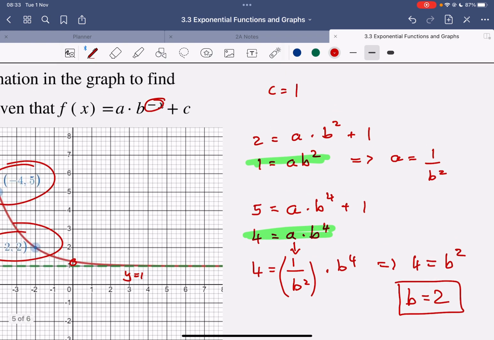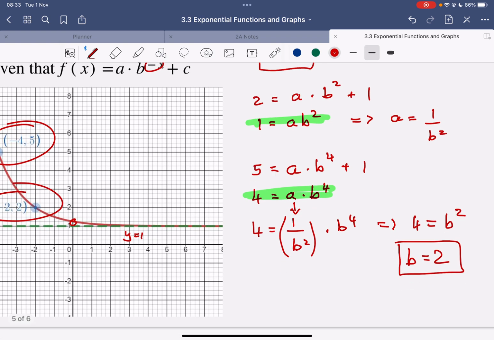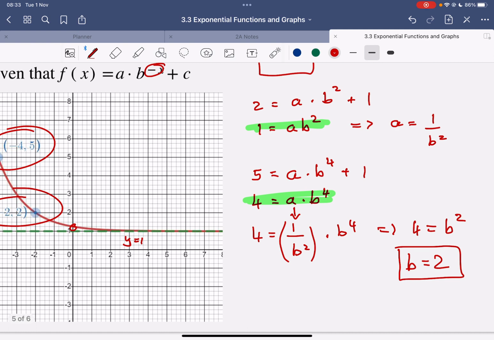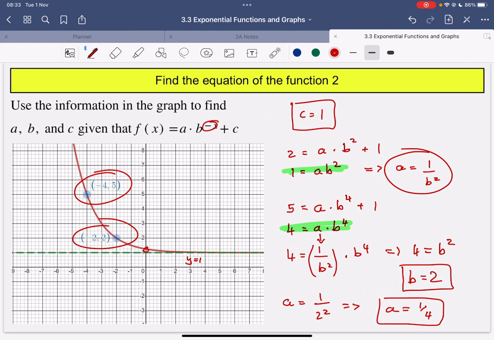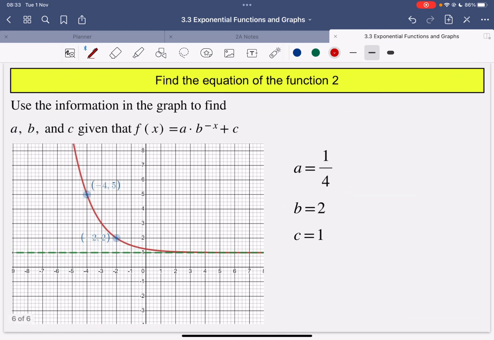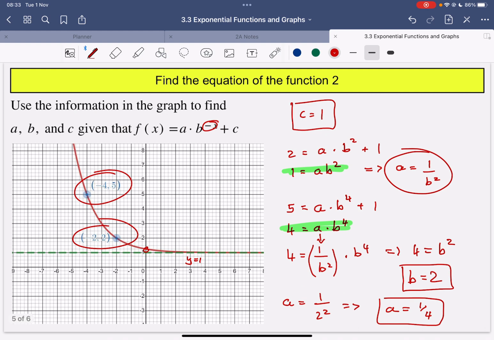So I should also say I've got C at there, that's no problem. Now I've got B. Now let's use this here. A equals 1 over B squared. So therefore, A is a quarter. Okay, so we've got all our values. C is 1, A is a quarter, B is 2, and there we are. There's our answers there. So this hopefully is just showing you how I can find those missing values from exponent graphs.